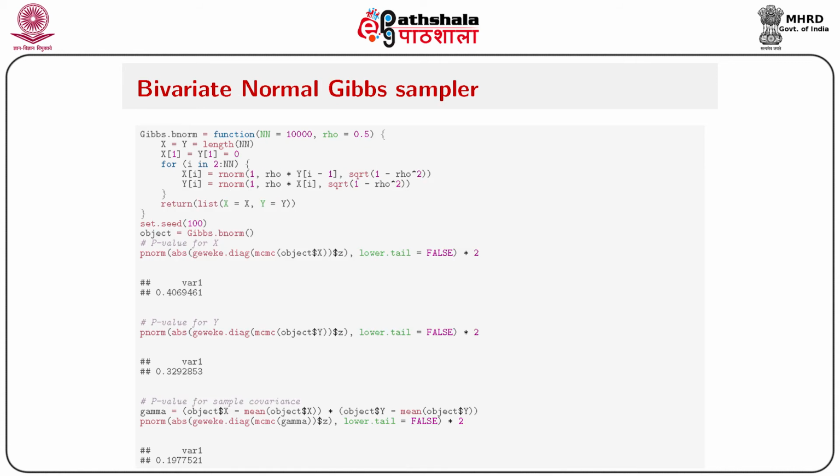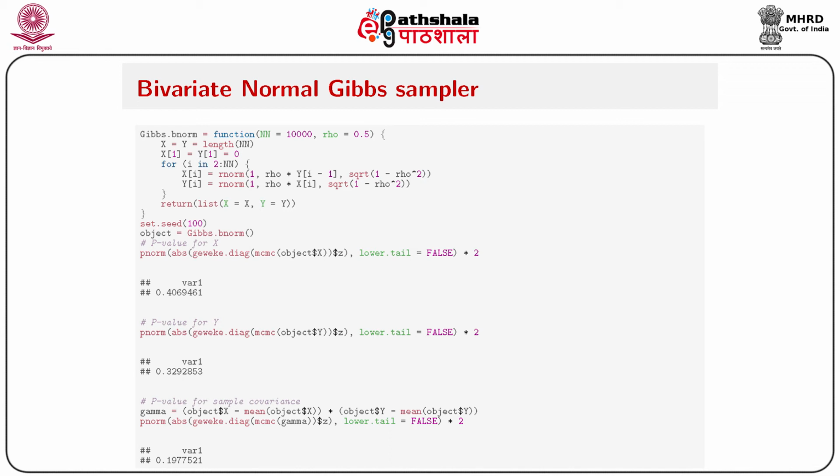And then we can also do a bivariate normal Gibbs sampler. You can define this function, the bivariate normal Gibbs sampler, like this. Then set seed equals 100, object equals Gibbs.binorm. You can look into the function to see how it is defined. Hopefully it will be easy for you to understand how the bivariate normal Gibbs sampler has been defined. Then the object is the Gibbs burn-in sample, convert that object into an MCMC object and pass it through the Geweke diagnostics, and that will give you the p-value.